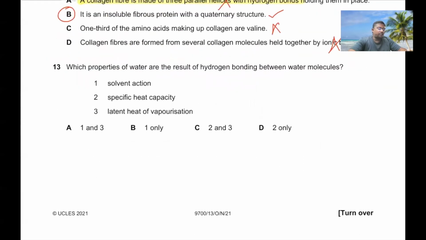Question number 13. Which properties of water are the results of hydrogen bonding between water molecules? Solvent action. Well, hydrogen bonding does not ensure solvent action. So specific heat capacity, yes. Latent heat of vaporization, yes. 2 and 3, C is the correct option.